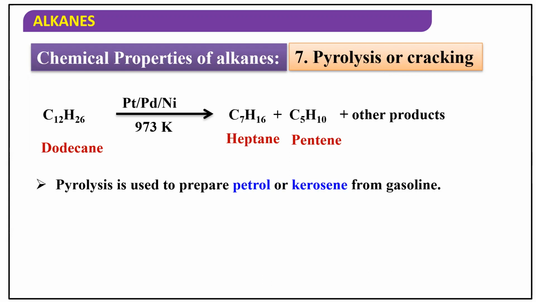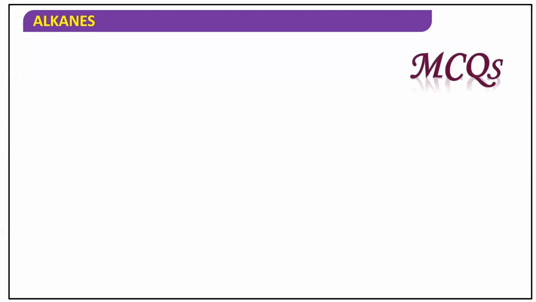Pyrolysis is used to prepare petrol or kerosene from gasoline. Now this is what you would have studied in your school. Gasoline is obtained from crude oil. From crude oil, when you do fractional distillation, you get various components. And from gasoline, if you carry out cracking or pyrolysis, you get petrol or kerosene. So pyrolysis is again one more very, very important commercial reaction.